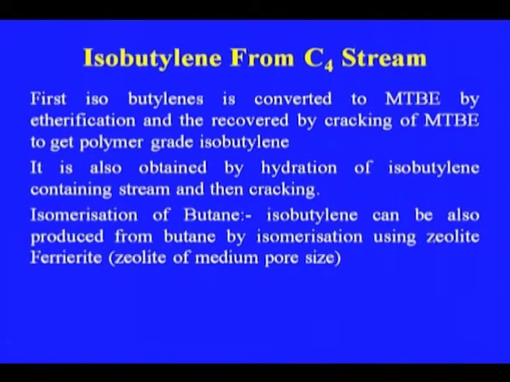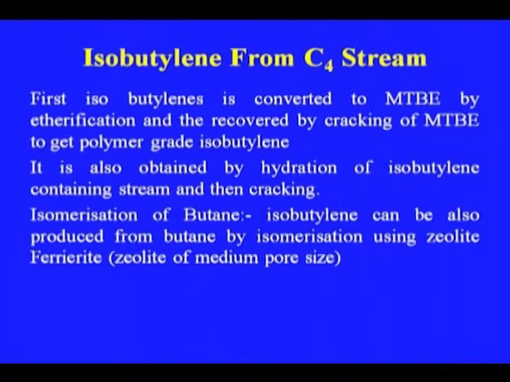Isobutylene from the C4 steam cracker. First isobutylene is converted to MTBE by purification and recovered by cracking of MTBE to get polymer grade isobutylene, as I told you. So after the purification, the MTBE can directly go to the gasoline pool, or further it can be cracked to get the isobutylene. It is also obtained by hydration of the isobutylene containing stream and then cracking, because the isobutylene containing stream will be hydrated, and after hydration, the cracking will get back the isobutylene. So these two routes are available.